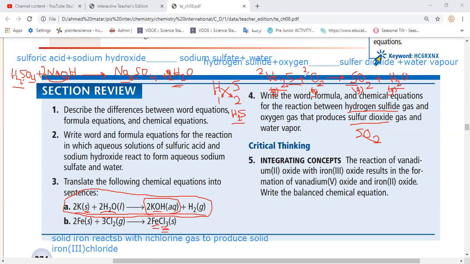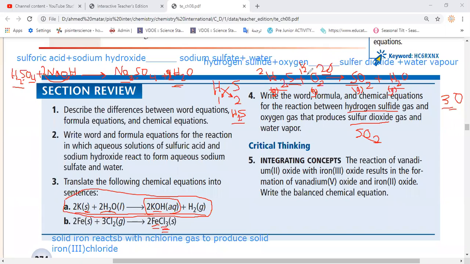So how could we balance it? On that side we have 3 oxygen, while here we have just 2 oxygen. What is the number that I multiply by 2 to get 3, guys? 1.5. So in that case, I'm going to write here 1.5 O2.